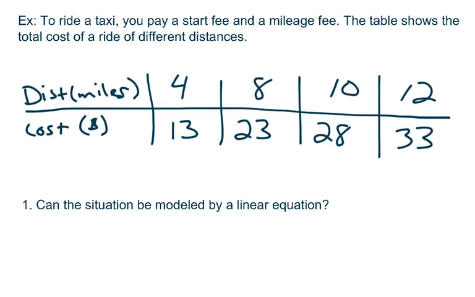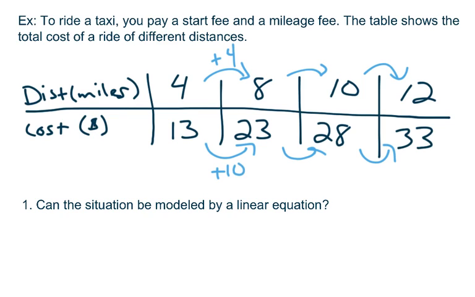Question number 1, can the situation be modeled by a linear equation? Well, if it's linear, what that means is that the rate of change from each x to each y, from point to point, is going to be the same. The slope is going to be the same. So if I go from 4 to 8, that's plus 4. 13 to 23 is plus 10. 8 to 10, that's plus 2. 23 to 28 is plus 5. Now the question is, are these the same?